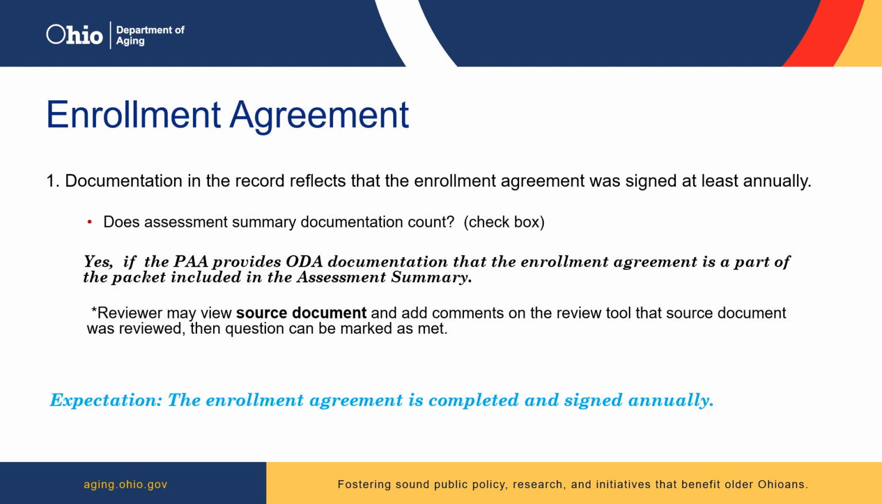Question 1 reviews the requirement that the enrollment agreement is completed and signed at least annually. Because the case management system does not allow for the storage of uploaded documents, you have two options for reviewing this element. Your first option is to view the case file that is kept separately as the source document, and if the agreement is present and signed, you can rate this element as met. Reviewers can note on the tool that the source documentation was viewed to assess this item.